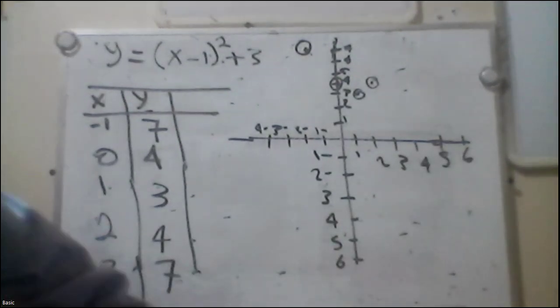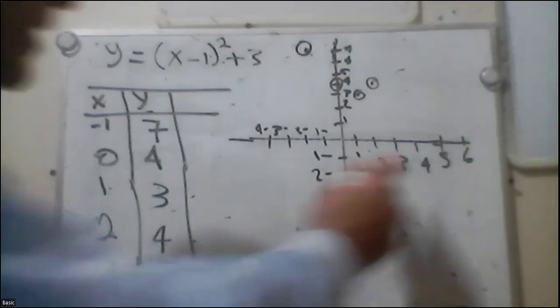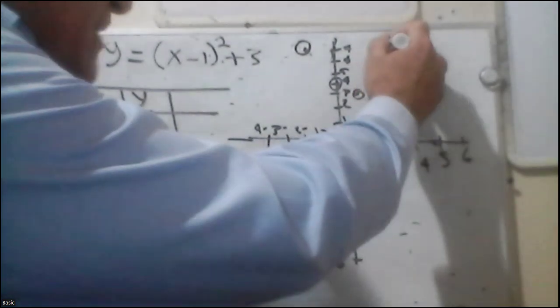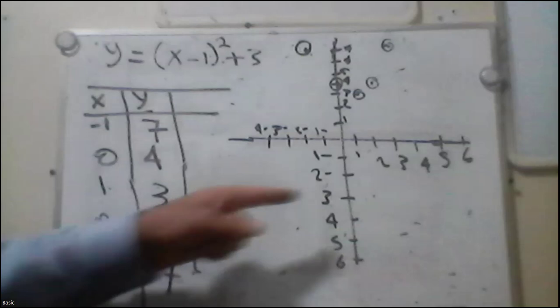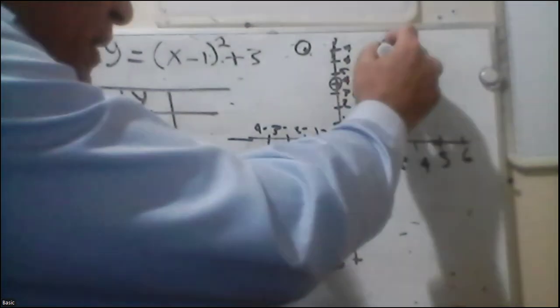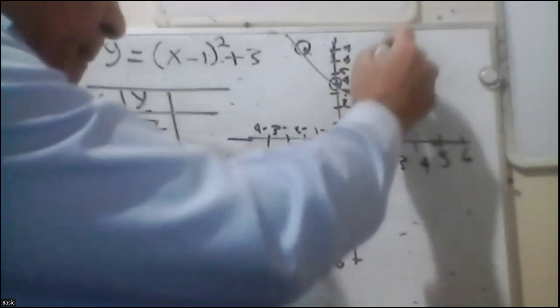So I have here 0, 2 and 4. Then 3 and 7. Here 3 and 7. Here it is. Okay, guys. Then I will take this point back like this way.